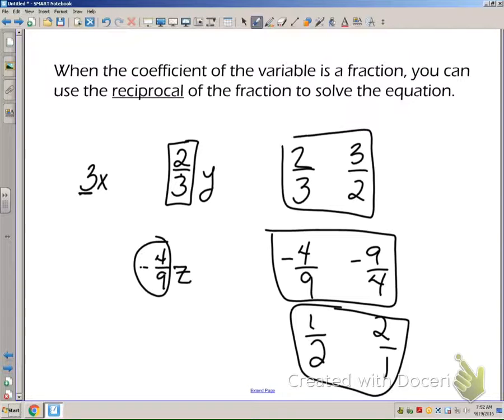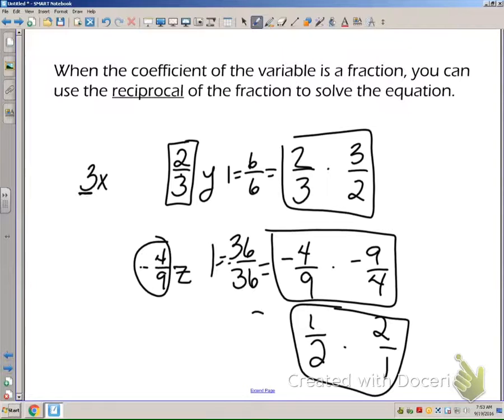So you just take the denominator and put it where the numerator is and put the numerator where the denominator is. And basically what you're doing when you do this is you're getting rid of it because you're making it 1. If I multiply reciprocals together, they should always equal 1. 2 times 3 is 6. 3 times 2 is 6. 6 over 6 is 1. 4 times 9 is 36. I've got a negative times a negative, so I know it's going to be a positive. 9 times 4 is 36. 36 over 36 is 1.